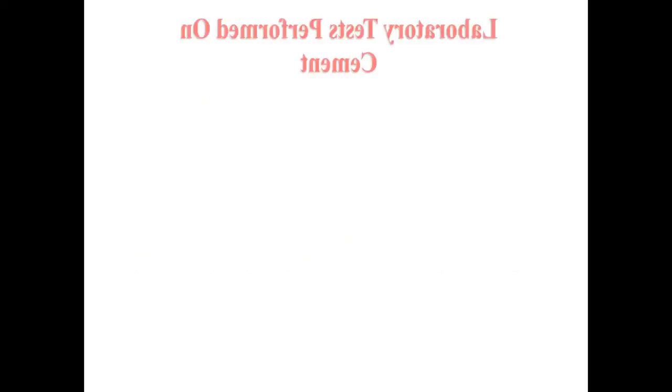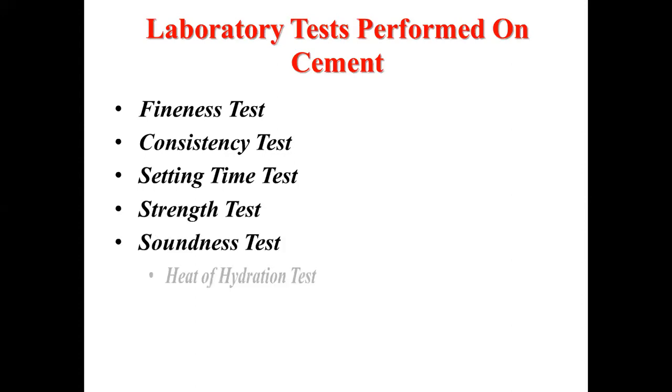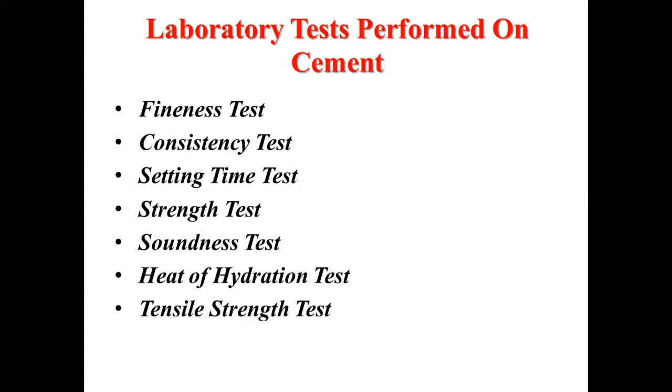So next, the second part is called laboratory tests performed on the cement. One is the fineness test, second is the consistency test, third is the setting time test, fourth is the strength test, then the soundness test, heat of hydration test, tensile strength test, and the last one is called the chemical composition test.